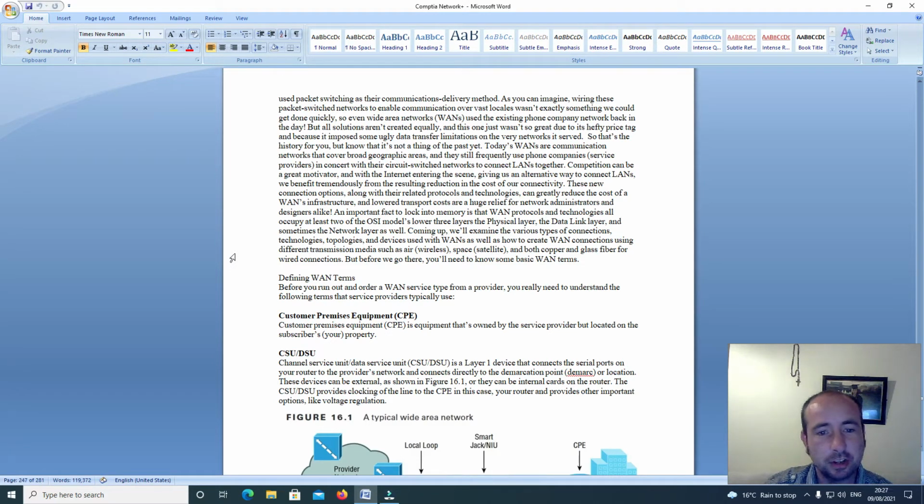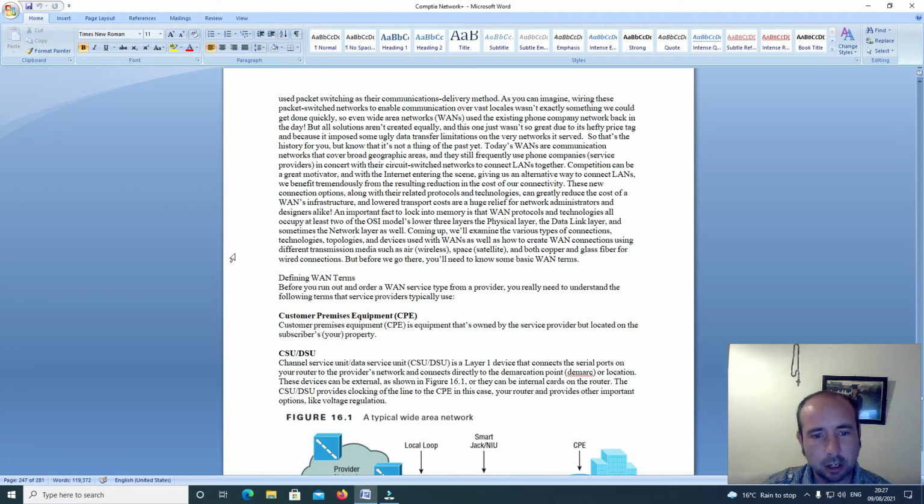all solutions aren't created equally. And this one just wasn't so great due to its hefty price tag, and because it imposed some ugly data transfer limits on the networks it served. So that's the history for you, but know that it's not a thing of the past yet.